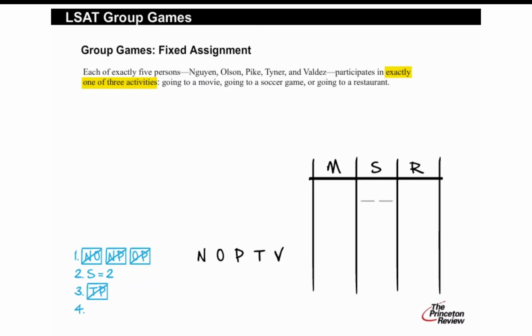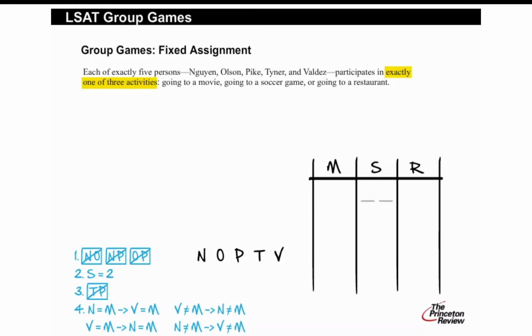Clue 4 states that if N or V goes to a movie, they both go to a movie. Symbolize this as 2 separate conditional statements. If N goes to a movie, then V goes to a movie, and if V goes to a movie, then N goes to a movie. Be sure to immediately take the contrapositives of both statements. So, if V doesn't go to a movie, neither does N, and vice versa.